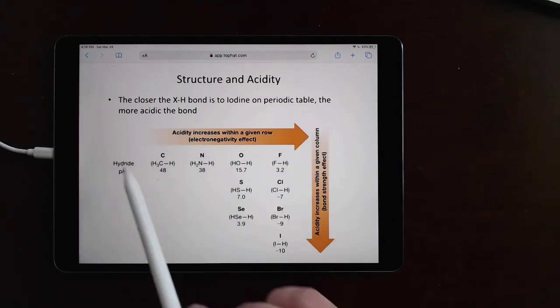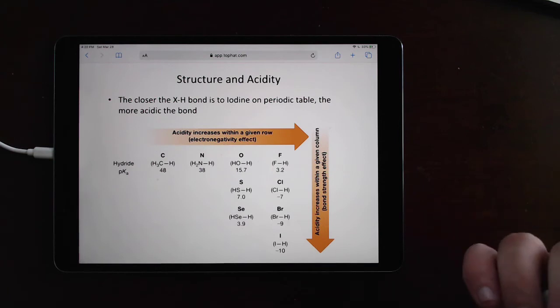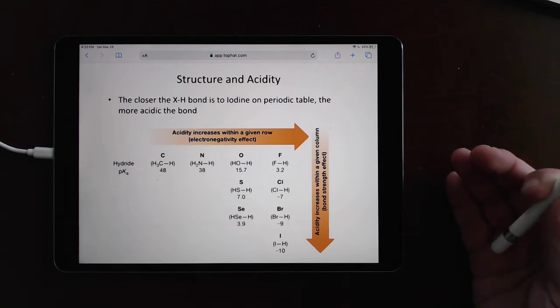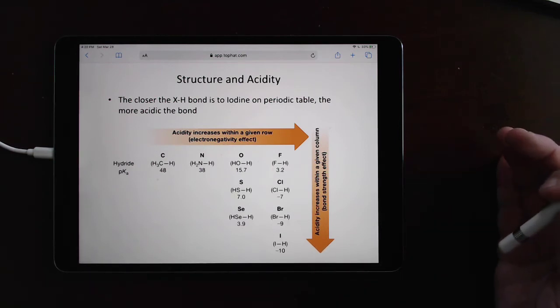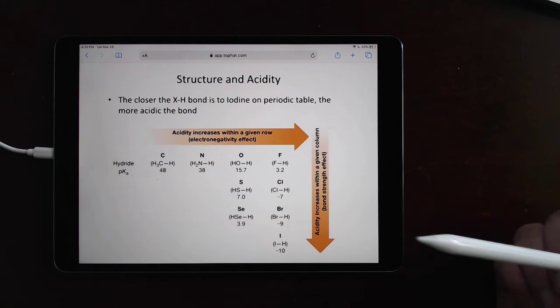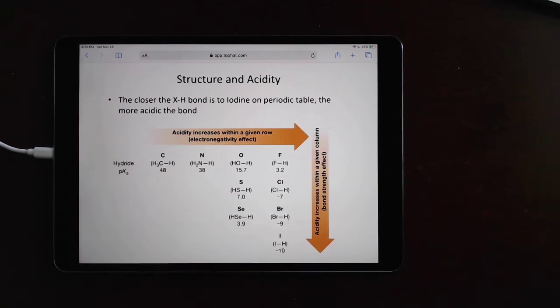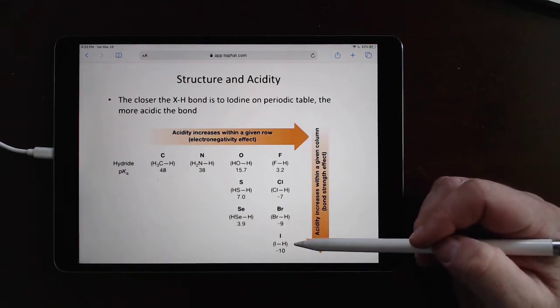Okay, and again, you do not need to know these numbers, you just need to know the trends. When you're looking at the bond, what is holding on to the hydrogen, that's the first thing you've got to do. The closer that is to iodine on the periodic table, the more acidic it's going to be, because iodine is not only electronegative, but it's also really, really big. So that is an incredibly weak bond.